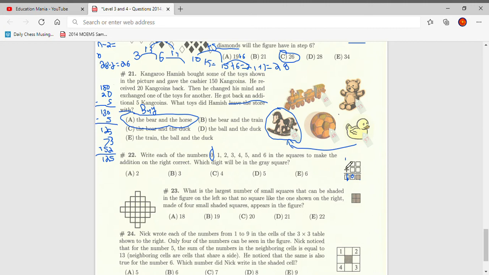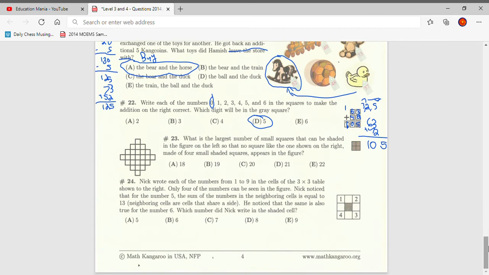Because you have to carry over a 1, and then this is 0. The only two numbers would be 6 and 4 because 5 plus 5 is 10, and we only have one 5. So 6 and 4 go here, leaving us with 3, 2, and 5. So we know that these two add up to get 5. So 3, 2, and then 5 would be here. So it's 63 plus 42 equals 105. So the number in the gray square will be 5. So D.